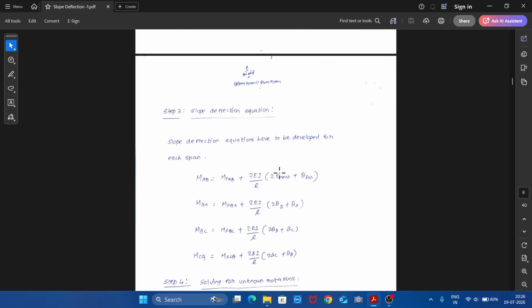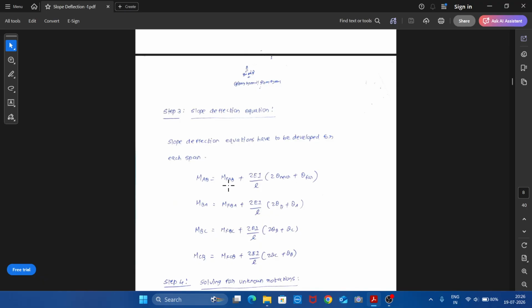Step 3 is the slope deflection equation. An equation which expresses the end moments in terms of fixed end moments and in terms of the end rotations is called the slope deflection equation. So we need to form the slope deflection equation for every span. Say for span AB we will have MAB and MBA. For span BC, MBC and MCB. Likewise MCD and MDC for span CD. So for every span there will be 2 end moments.